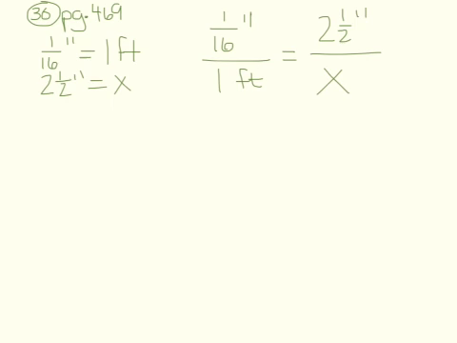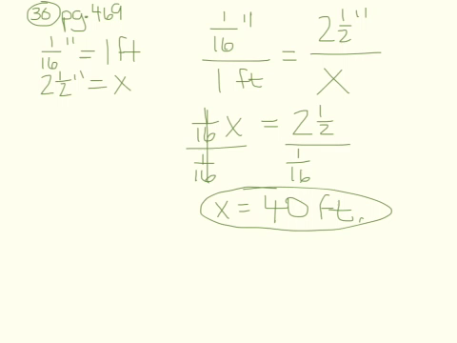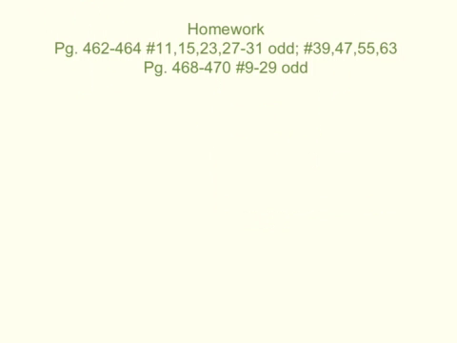So cross multiplying, I'll have 1/16 x equals 2.5. Now I'll divide both sides by 1/16. So 2.5 divided by 1/16 is 40. So the length of the house, if the length is 2.5 inches on the drawing, in actual real life, the length of the house is going to be 40 feet.